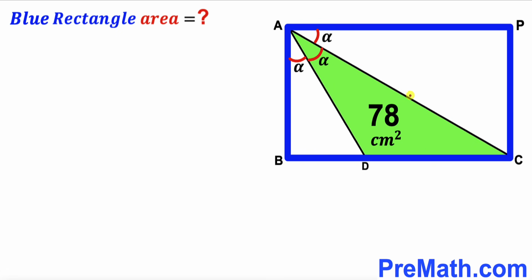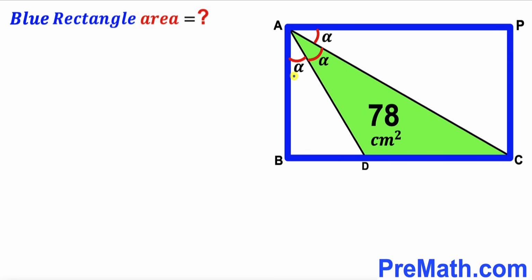This green shaded triangle ACD is fully confined in a blue rectangle ABCP, as you can see in this given diagram. Moreover, the area of this green shaded triangle ACD has been given to us as 78 centimeter square.